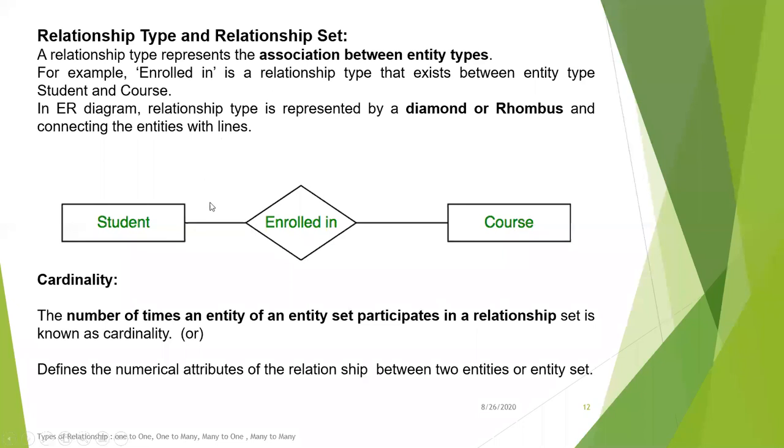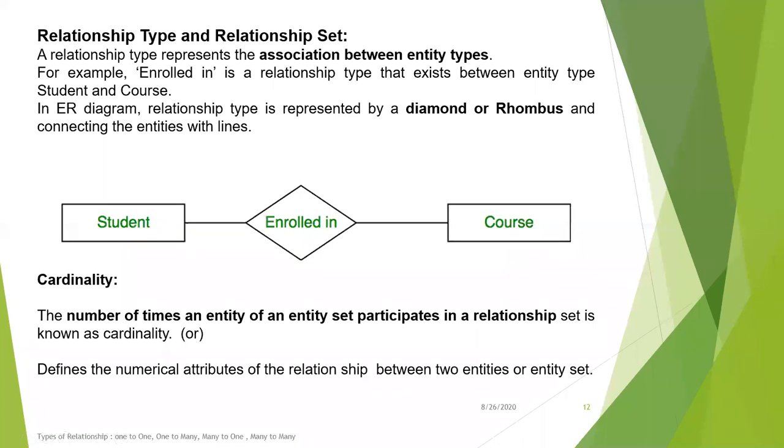So here there is an association between student and course. This we are going to represent in the graphical symbol rhombus or diamond. If you understand this diagram, we will go to the next concept. Try to understand what an entity is and how we are going to define the relationship between entities.